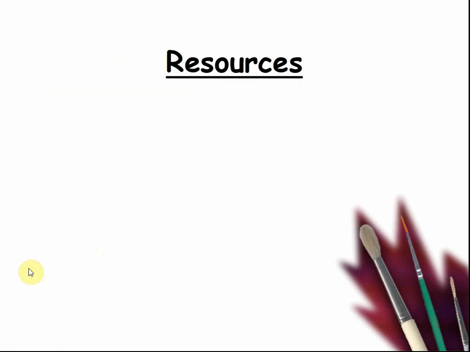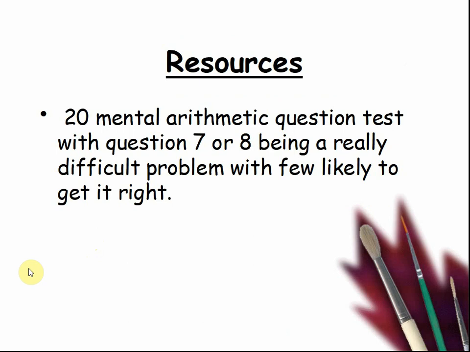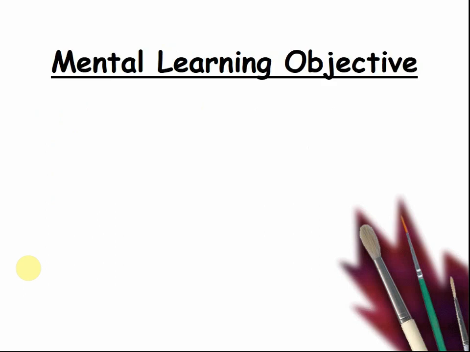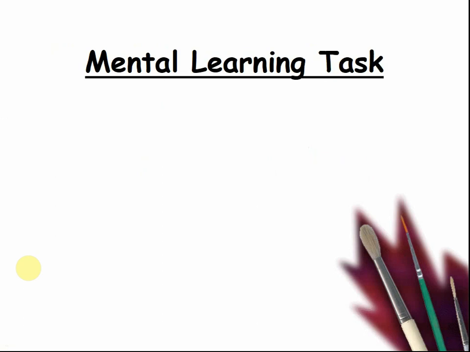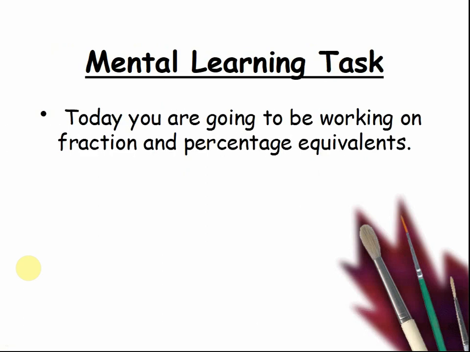The resources you will need: a 20 mental maths arithmetic questions test, with questions 7 or 8 being a really difficult problem that few are likely to get right. Mental learning objective: understanding percentages as a fraction of 100. Mental learning task: today we're going to be working on fraction and percentage equivalents.